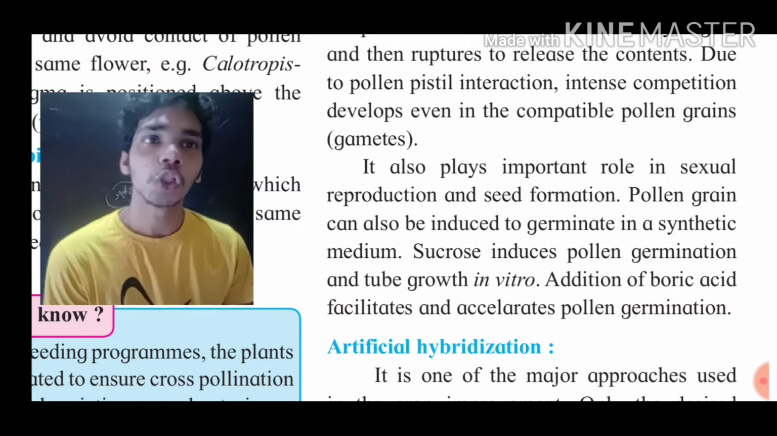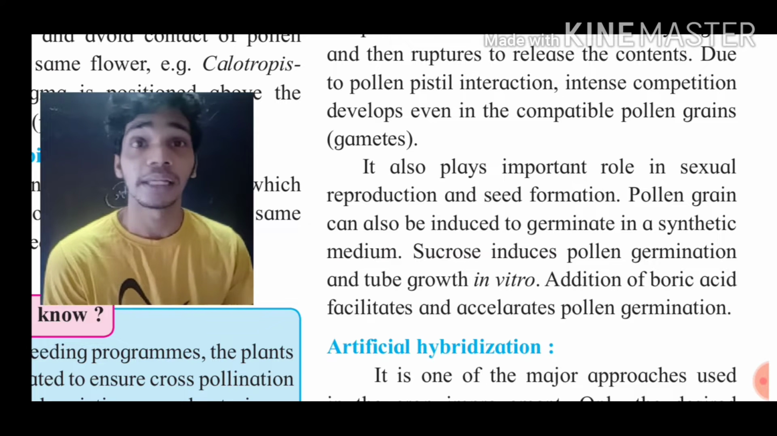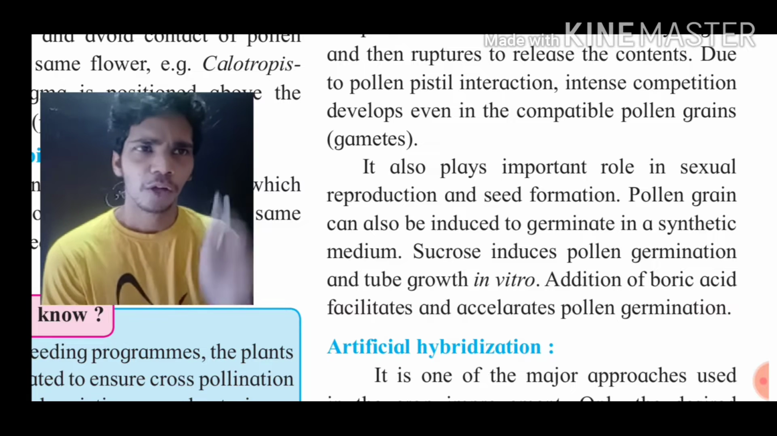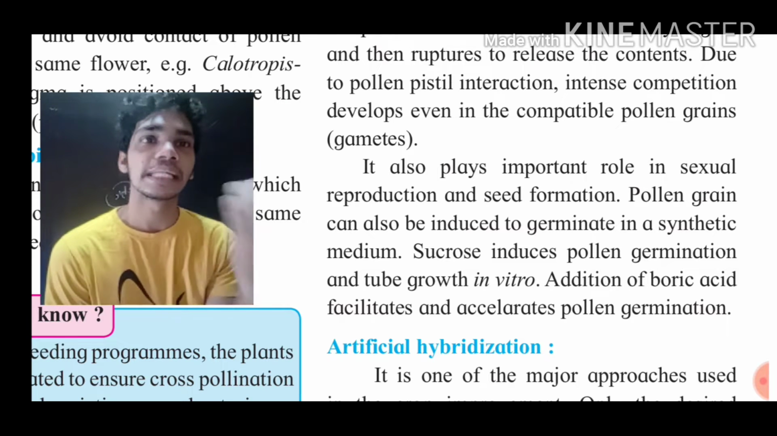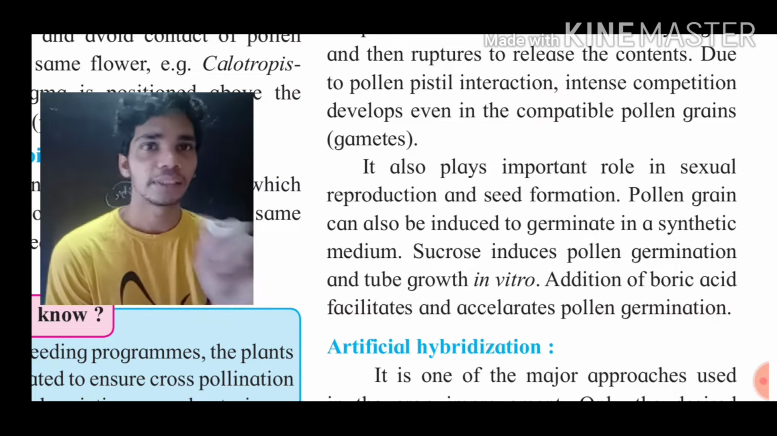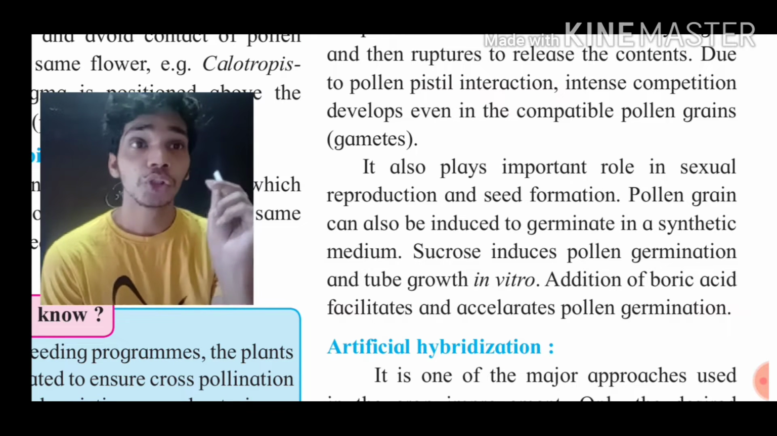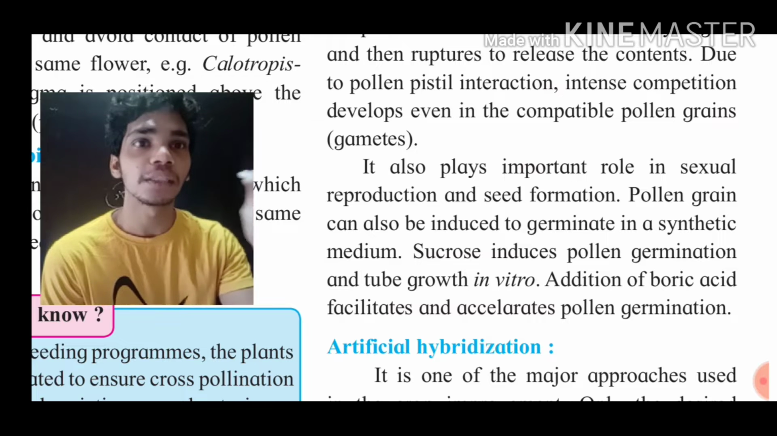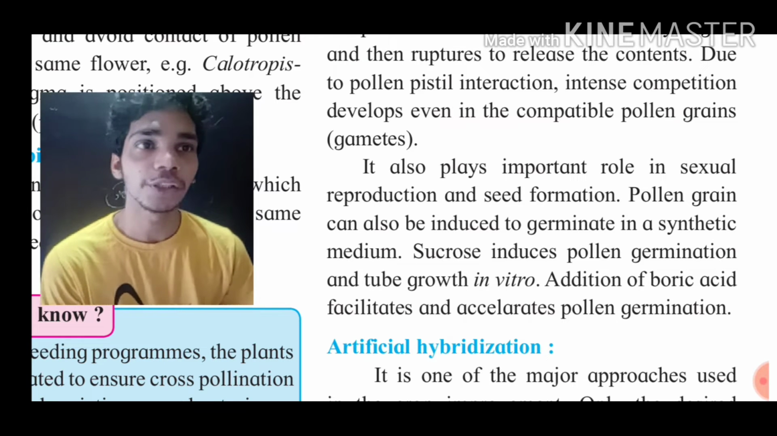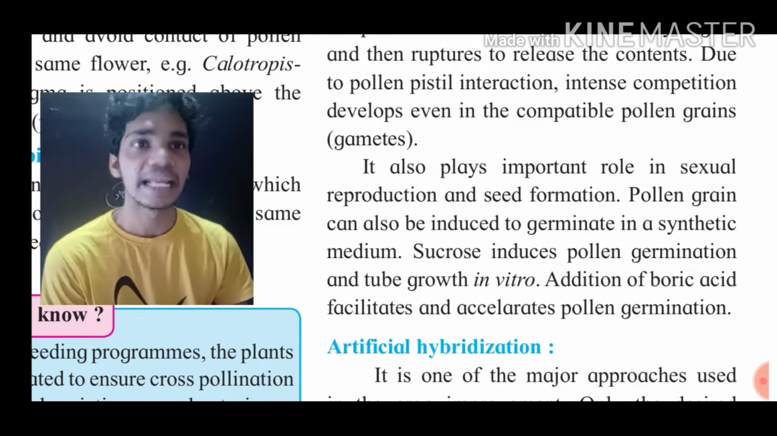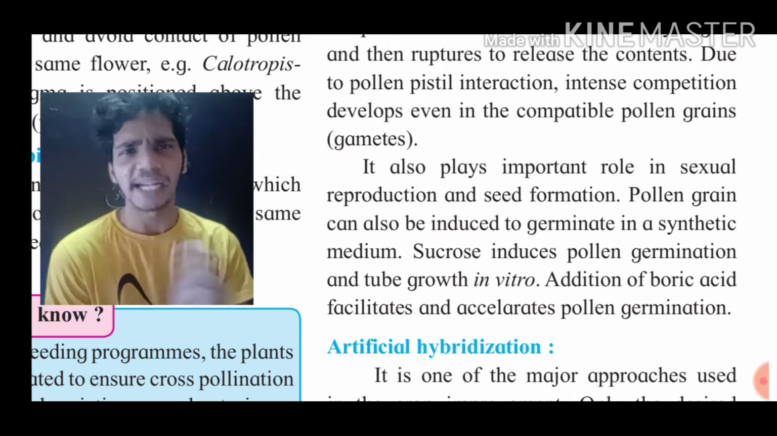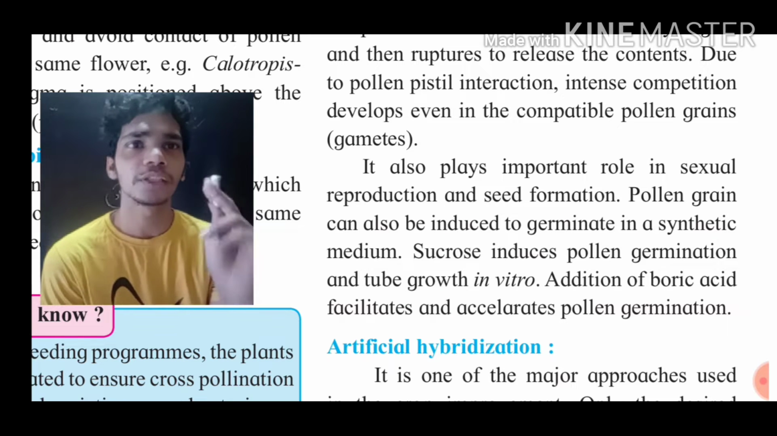Pollen grains can also be induced to germinate in a synthetic medium. So जो pollen grains है हम लोग उनको synthetically भी क्या कर सकते हैं? Germinate कर सकते हैं. Sucrose, underline that word, it can be asked in MCQs. Sucrose induces pollen germination and tube growth in vitro. Addition of boric acid facilitates and accelerates the pollen germination. So these are the things we can do artificially. What is the one? Sucrose.